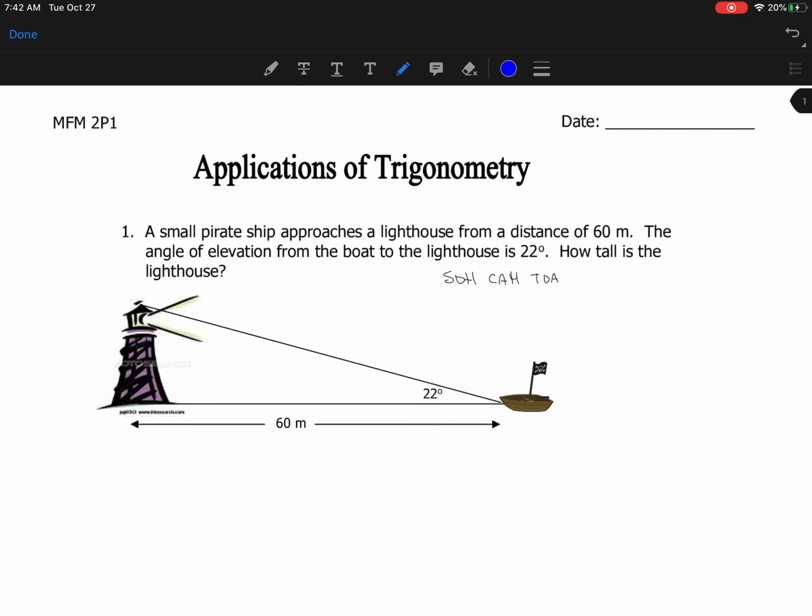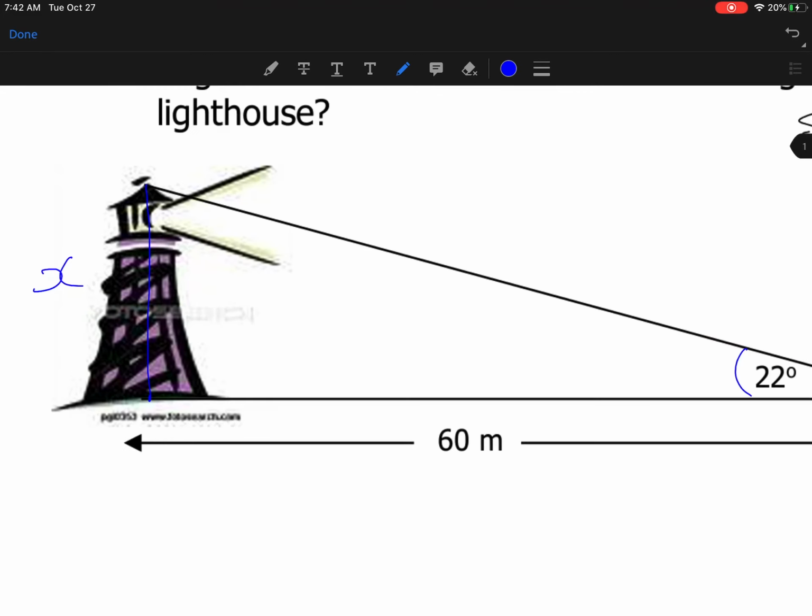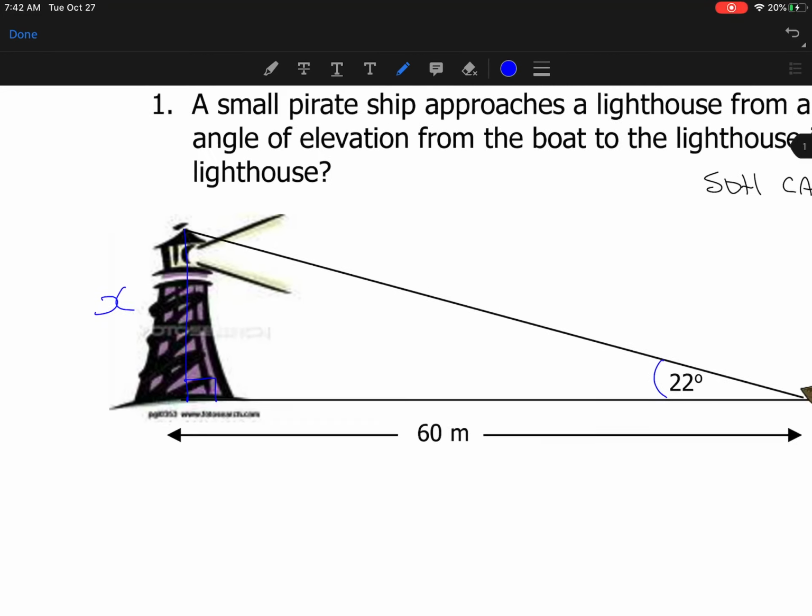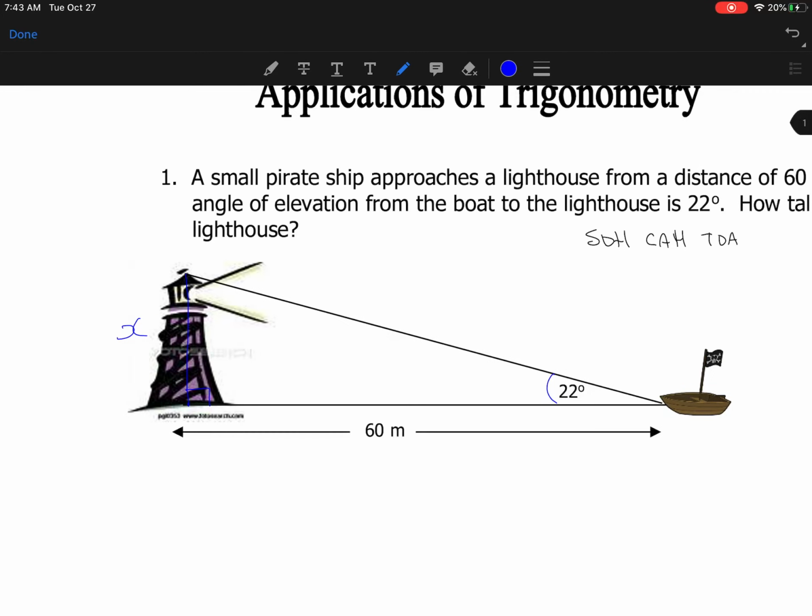So let's look at our first question. We have a pirate ship, and it says it's 60 meters away from our lighthouse with an angle of elevation of 22 degrees. How tall is the lighthouse? All right, so what we're trying to solve for is this height. I know it's tough to see there. Let me just move that x. The height, which is x. And we can always assume that the lighthouse and the ground will form a 90-degree angle.